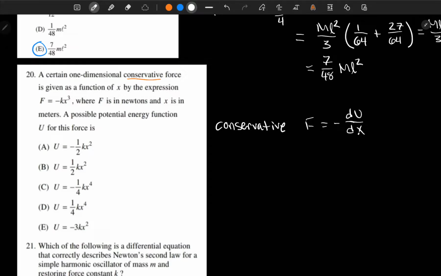Just going down the list, we find that when we take the derivative of U with respect to x, here dU dx is equal to k x cubed. And multiplying by negative 1, so we have a minus on either side, this is exactly the force that we wish to find. So the answer is D.